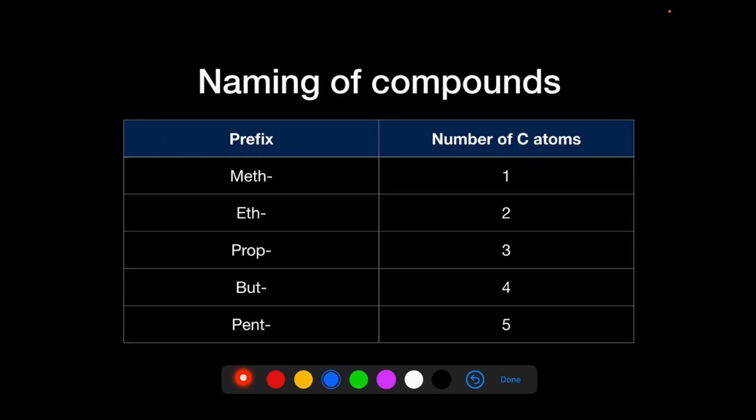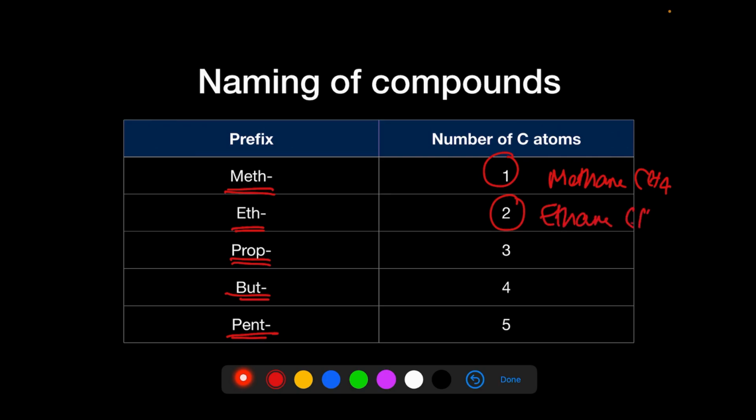Now we look at naming of compounds. We have seen these prefixes, like methane, ethane, propane, butane and pentane. What do these exactly mean? Meth means one carbon atom. One example is methane, which is CH4. Let's take the example of alkanes since they're easier to understand. Then we have eth, which means two carbon atoms. One example is ethane, which is C2H6.